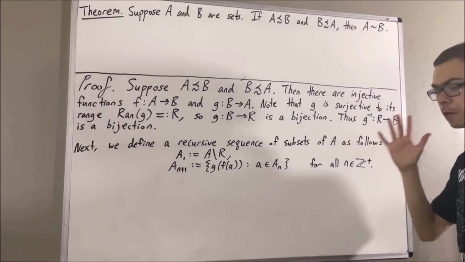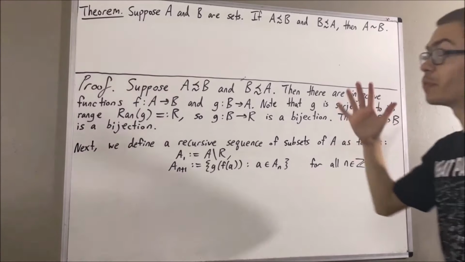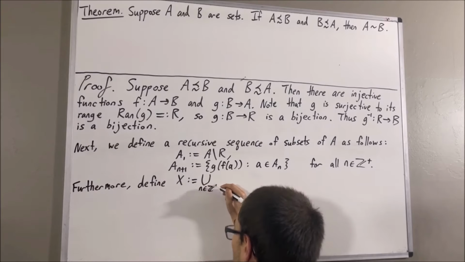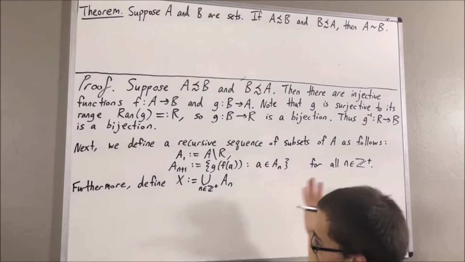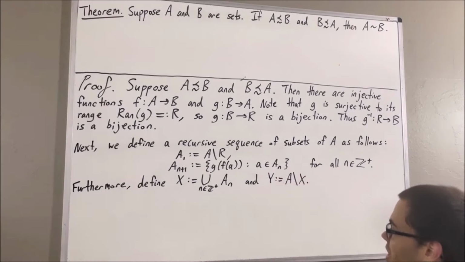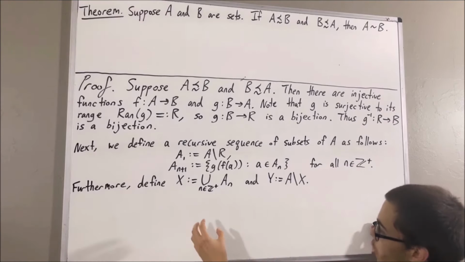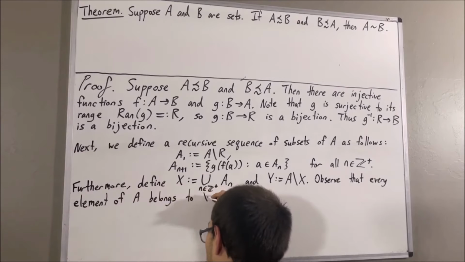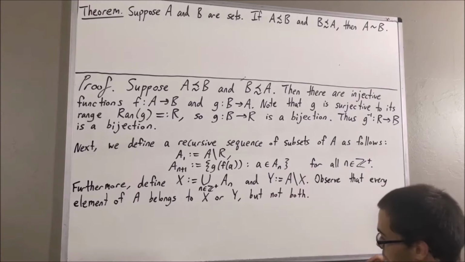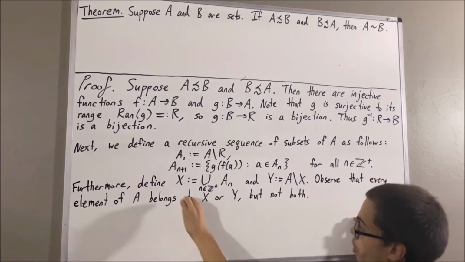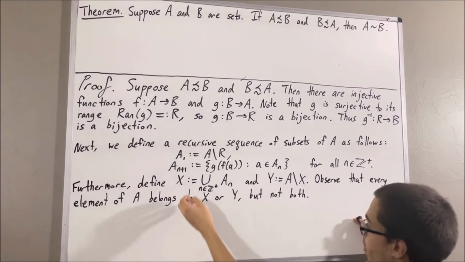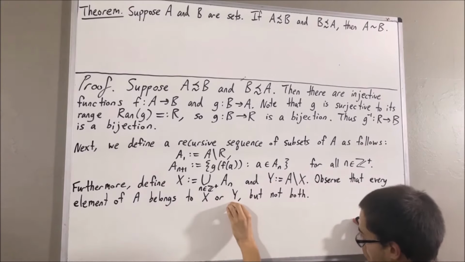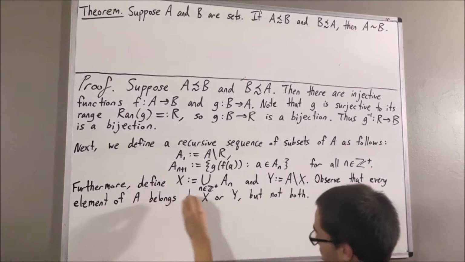Okay, and now we're going to define the following sets, X and Y. We're going to define X to be the union of all sets in our sequence. And we'll define Y to be A set minus X. Now notice, every element of A belongs to either X or Y, but not both. The reason why is because if we give ourselves an arbitrary element in A, well, if we're in X, then we're in X or Y as required. But if we're not in X, then we're in A, but we're not in X. Therefore, we're in Y. So we're in X or Y.